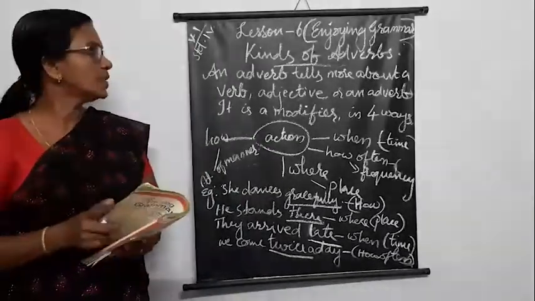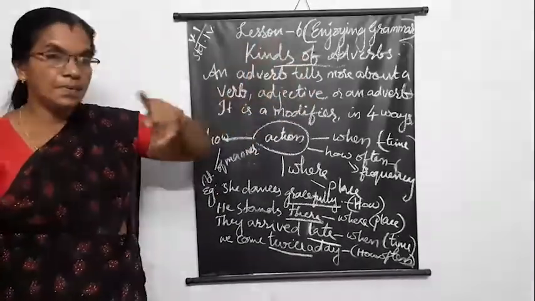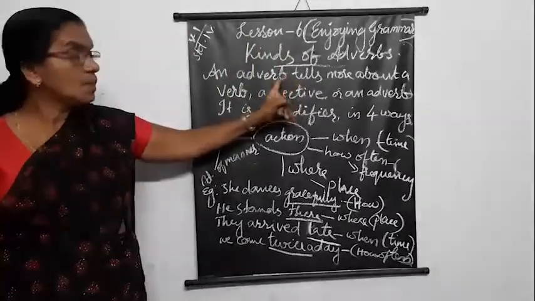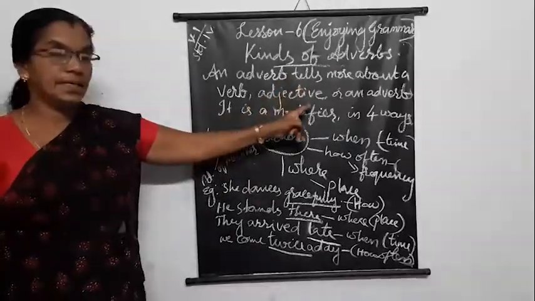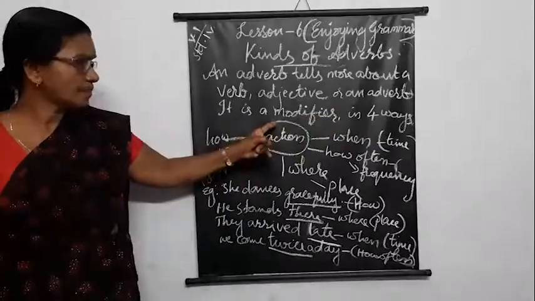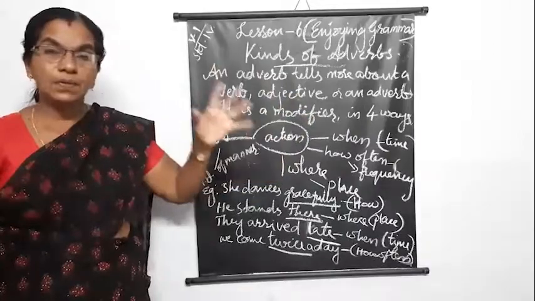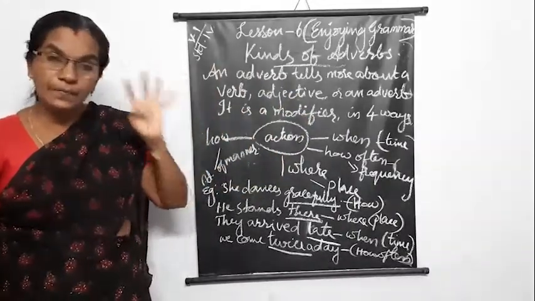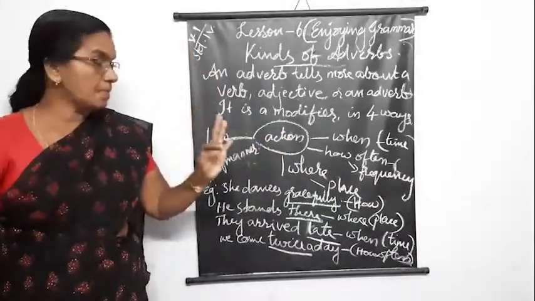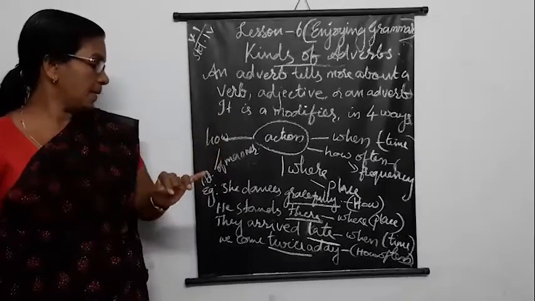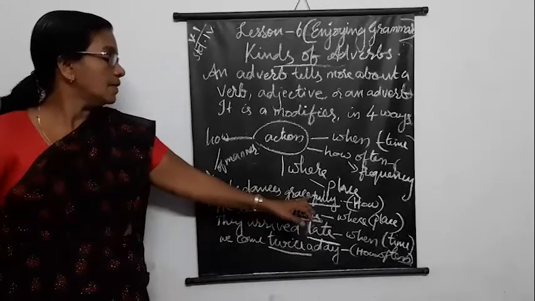Children, let us find out. So, I shall repeat again. Kinds of adverbs. Remember that an adverb is a modifier. An adverb tells more about a verb, adjective, sometimes another adverb. An adverb is a modifier. It modifies the verb or an action mainly in 4 ways. The 4 ways are when the action happens, how the action happens, where the action happens, and how often the action happens.